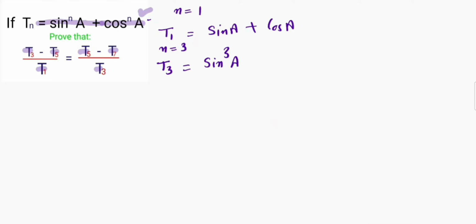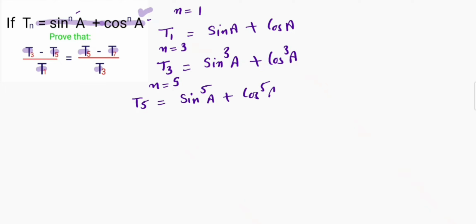So first let me put n is equal to 1 in this equation. So we'll get T1 which is equal to sin A plus cos A. So next I'll put n is equal to 3. So I'll get T3 which is equal to sin raised to power 3A plus cos raised to power 3A. Next I will put n is equal to 5. So I'll get my T5 in this equation. So I'll get sin raised to power 5A plus cos raised to power 5A. Next I'll put n is equal to 7. So I'll get T7 which is equal to sin raised to power 7A plus cos raised to power 7A.